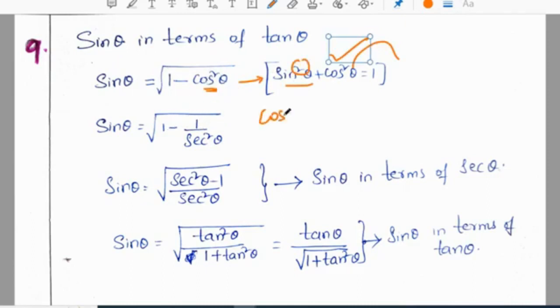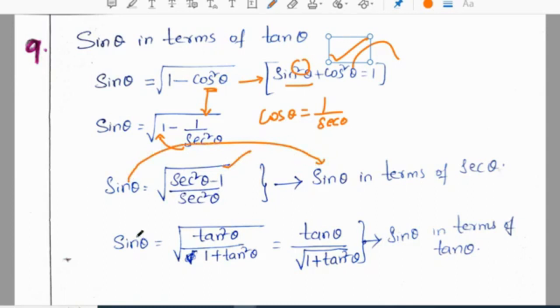We know the reciprocal of cos is secant. So cos theta is equal to 1 by secant theta. Cos square theta will become 1 by secant square theta. Sin square theta is secant square theta minus 1 whole divided by secant square theta. Sin theta we expressed in terms of secant theta. So one of the problems is solved.